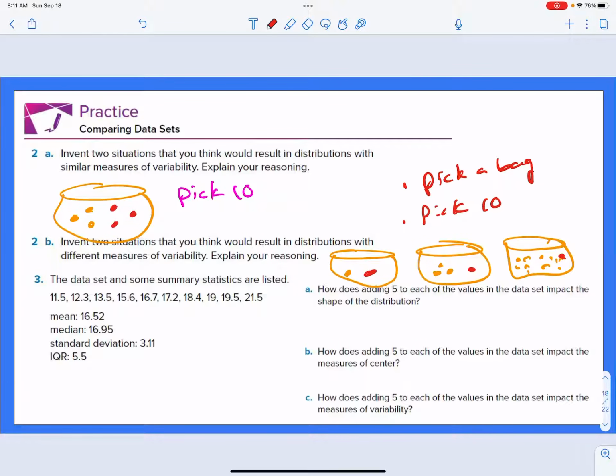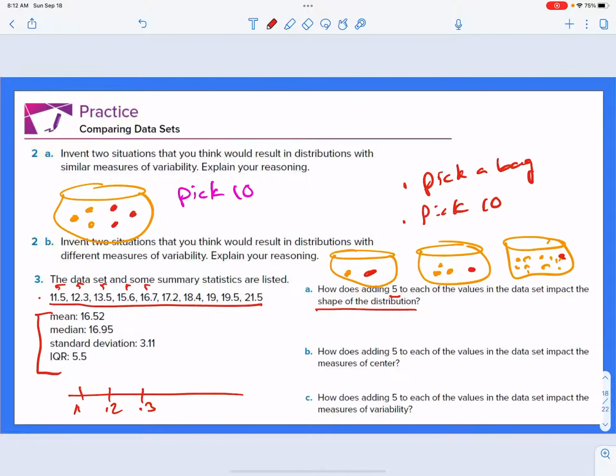Number 3, the data set and some summary statistics are listed here. Here's our data in order nicely, 11.5 all the way to 21. We can see our mean, our median, standard deviation, and our interquartile range. How does adding a 5 to each of the values in the data set impact the shape? So if every value was plus 5, plus 5, plus 5, plus 5, is there any change to the shape? If you think about this shape, and we wrote an 11 there, a 12, 13, 14, 15, and so on, I just have little dots like this, 15, 16, 17, 18, 19, 19, and 21.